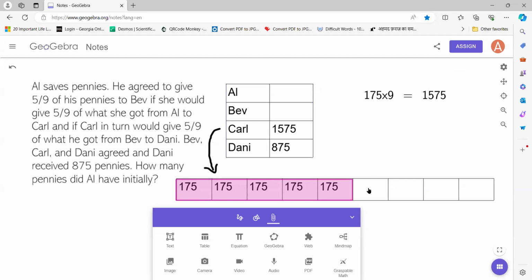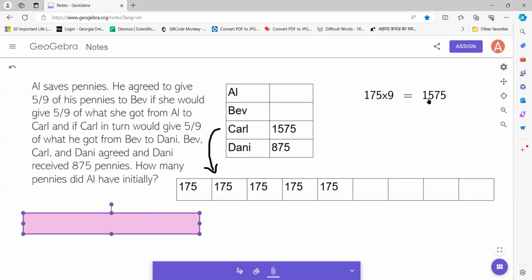I'm going to repeat the process. I'm going to do the exact same thing. I'm going to take 1575 divided by 5. I'm using my calculator. I'm getting 315. So now I'm going to use the same table, but the numbers are changing. So this is all 315. I'm using the same strip because it's still 5/9.